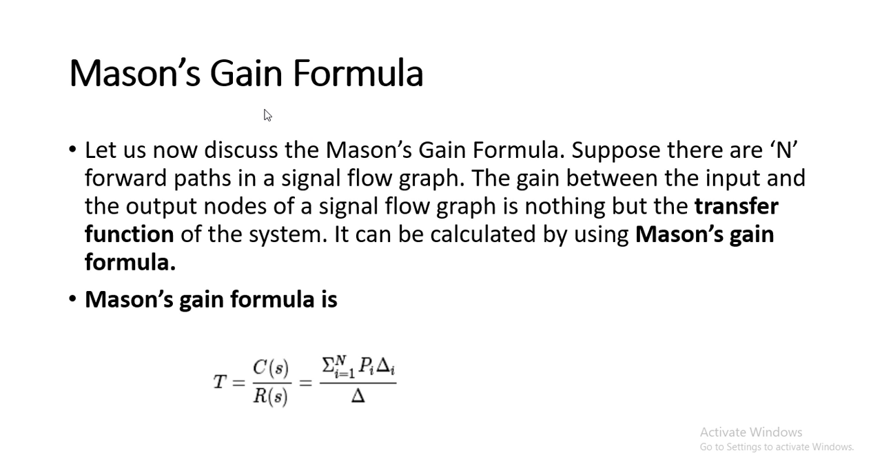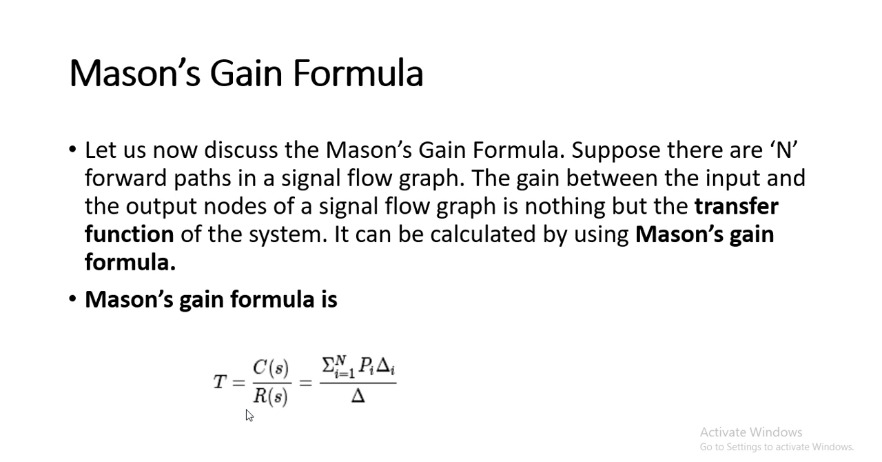So this Mason's gain formula is used to find the transfer function of the system. Previously, again I am repeating, we have seen how to reduce any block diagram with the help of block diagram reduction rules and how to obtain the output transfer function. That is nothing but the gain of the whole system, and it can also be found with the help of Mason's gain formula, which will be much easier and less time consuming than block diagram reduction.